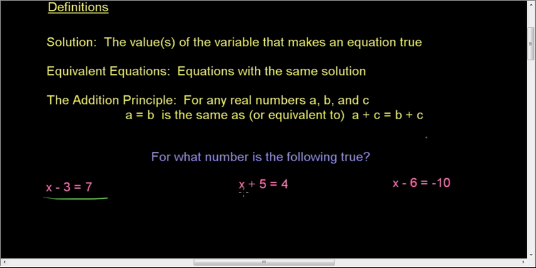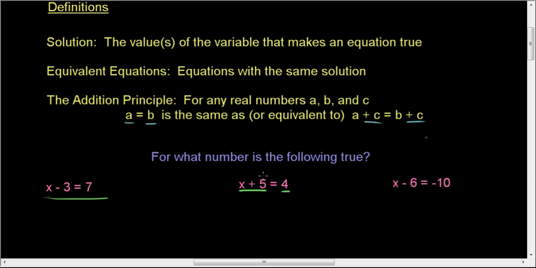Okay, so we have the equation x plus 5 equals 4. Now, the addition principle says whenever I have two equal numbers, I can add the same thing to both sides. Here I have two equal numbers, a and b. Again, they never said what they had to look like, just that they were real numbers. Later on you can take that real number thing off. We have other ways to do it, but for right now we're not going to worry about it.